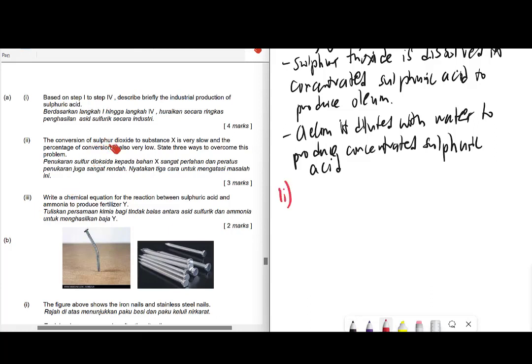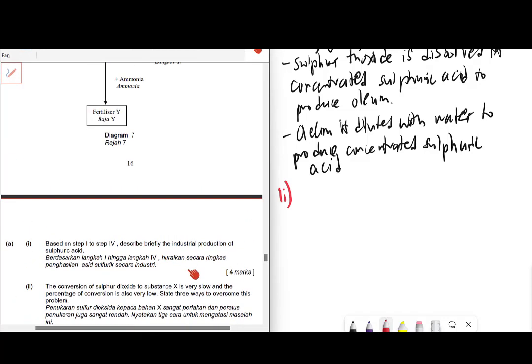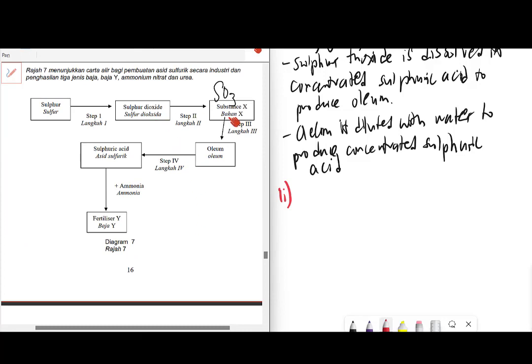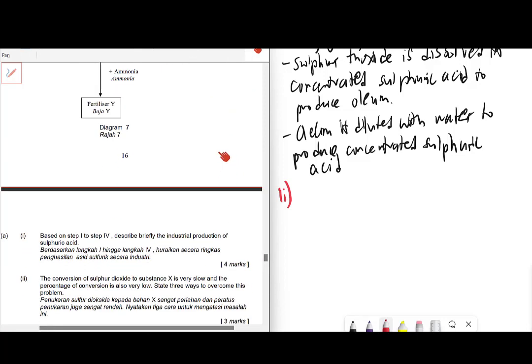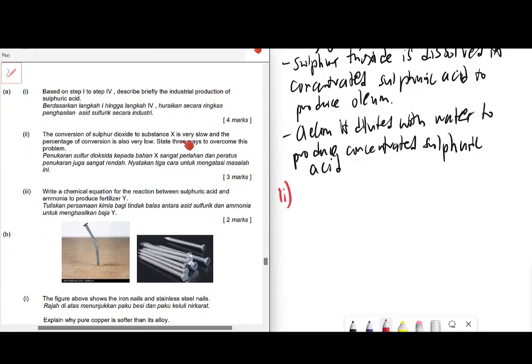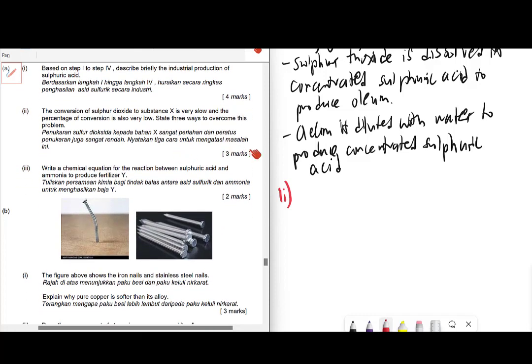The conversion of sulfur dioxide to substance X is very slow. Okay, once again, what is your substance X? It means this: SO2 changing to SO3 is very slow, they say. Alright? And the percentage of conversion is also very low. So the amount of substance X, which is your SO3 that you are getting, is also very low. In other words, we say that the yield is very low, right? State 3 ways to overcome these problems. Okay, so that's a question, 3 marks.